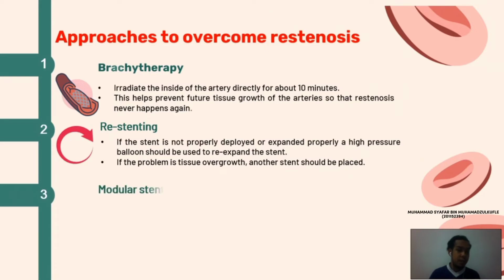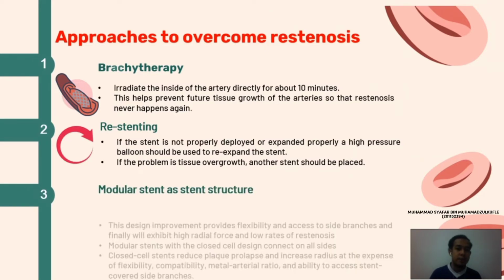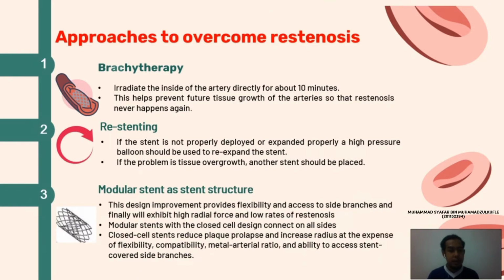Last but not least is the modular stent as a stent structure. The modular stent is a design improvement that provides flexibility and access to the site of branches, and finally provides high radial force and low rates of restenosis. The modular stent has a closed cell design connecting all the sides. A closed cell stent will reduce plaque prolapse and increase the radial force at the expense of flexibility, compatibility, metal-arterial ratio, and also the ability to access stent-covered side branches.